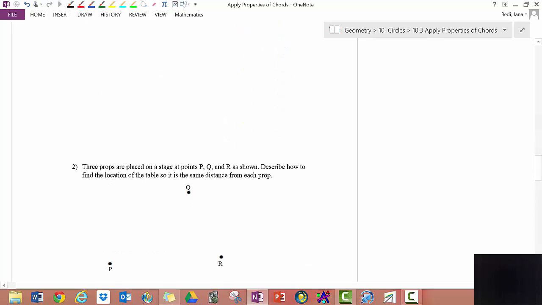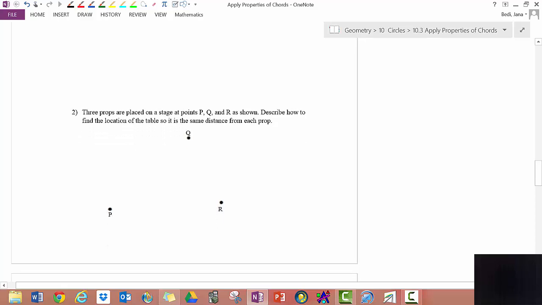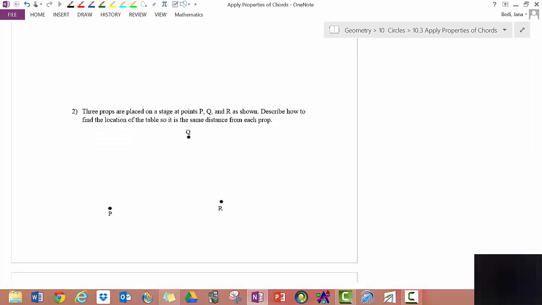So let's take a look at the other problems. Here, 3 props are placed on stage at points P, Q, and R as shown. Describe how to find the location of the table. So it is the same distance from each prop. Think back to the definition of a circle. Look it up. That is a really broad hint.